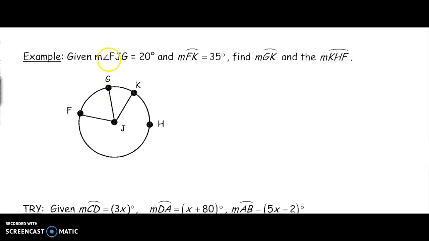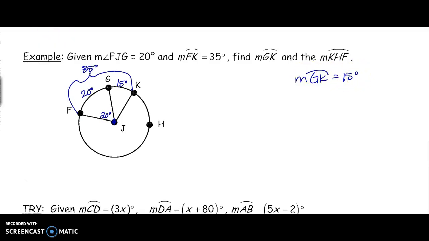So here, given that the measure of angle FJG is 20 degrees, I know it's not on here, what is the measure of arc FG? Since it's a central angle, with its vertex at the center, that arc is also 20 degrees. I'm also going to give you that FK is 35 degrees. So by segment addition, if the whole is 35 and I've used 20, GK has to have a measure of 15. So the measure of GK is 15 degrees.